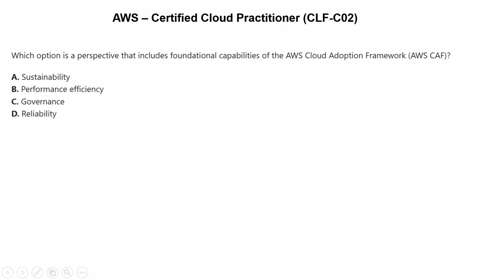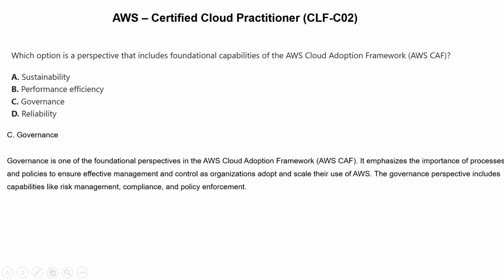Next question. Which option is a perspective that includes foundational capabilities of the AWS Cloud Adoption Framework? Option A, sustainability. Option B, performance efficiency. Option C, governance. Option D, reliability. The right answer for this question is option C, governance.